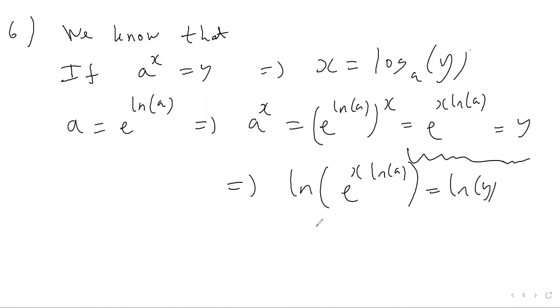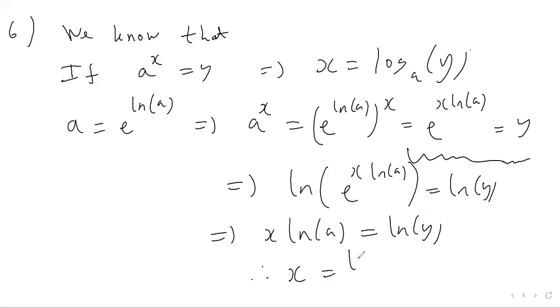And if we do that, what power do we need to raise e by to get e to the power of x times ln a? Well, that's just obvious. It should be just the power there, so x times ln a. So x times ln a is equal to ln y. That means, therefore, that if we divide both sides by ln a, we get x equal to ln y divided by ln a.